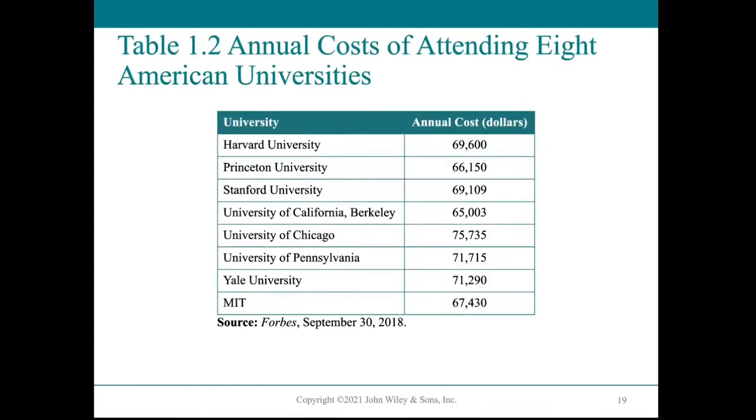Here is an example of cross-sectional data. This is the annual cost of attending universities in the US, in September 2018. So at 2018, this is the annual cost. It's a snapshot in time because it captures what the environment looks like for the cost of American universities in 2018.